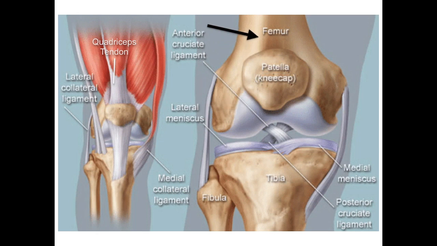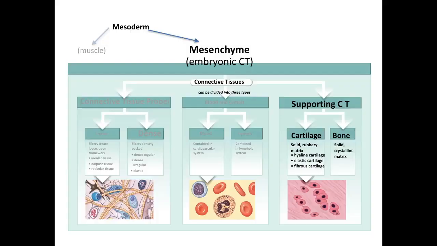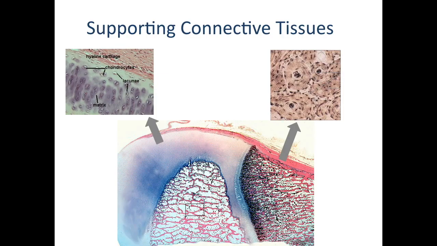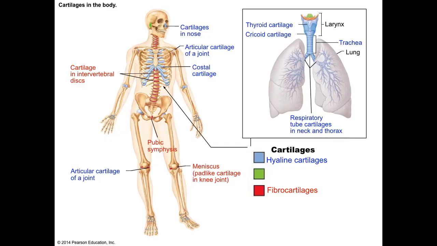These fall under the category of supporting connective tissue because these skeletal tissues exaggerate the supportive functions of connective tissue by providing the main framework of the body. And this video is just going to cover cartilage, and next we'll cover bone.